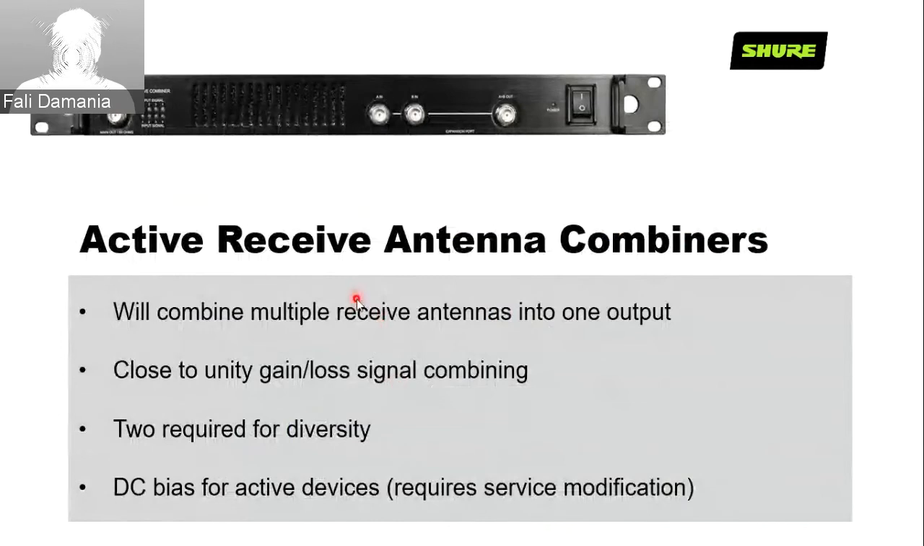Instead of the passive device that we used earlier, now here we have an active device. And these basically will help you combine multiple receive antennas close to unity gain because of internal signal combining. If you want diversity, you need two of these, because each device will combine one path of antenna. So if you want two paths for diversity, then you need two of these. And DC bias is also active for this device, so in this case you don't require a bias T device.